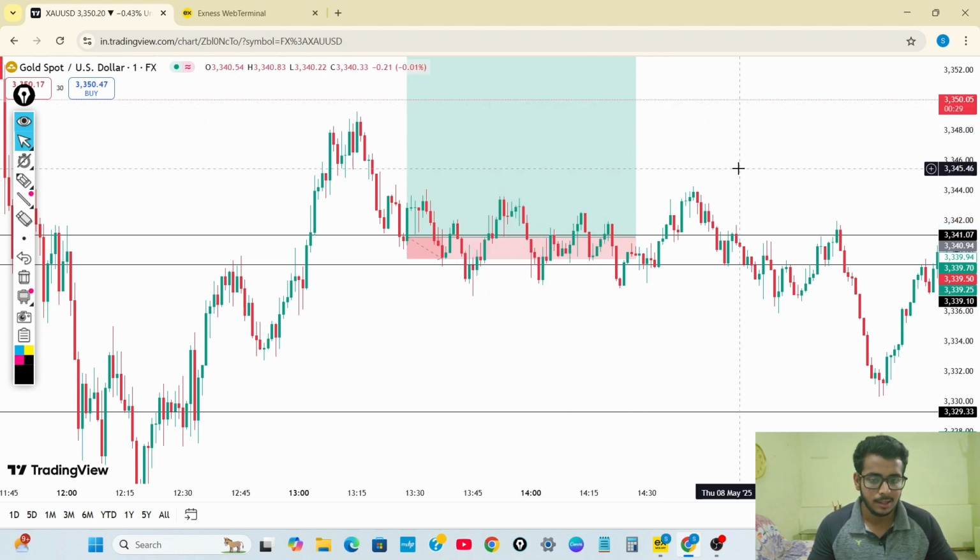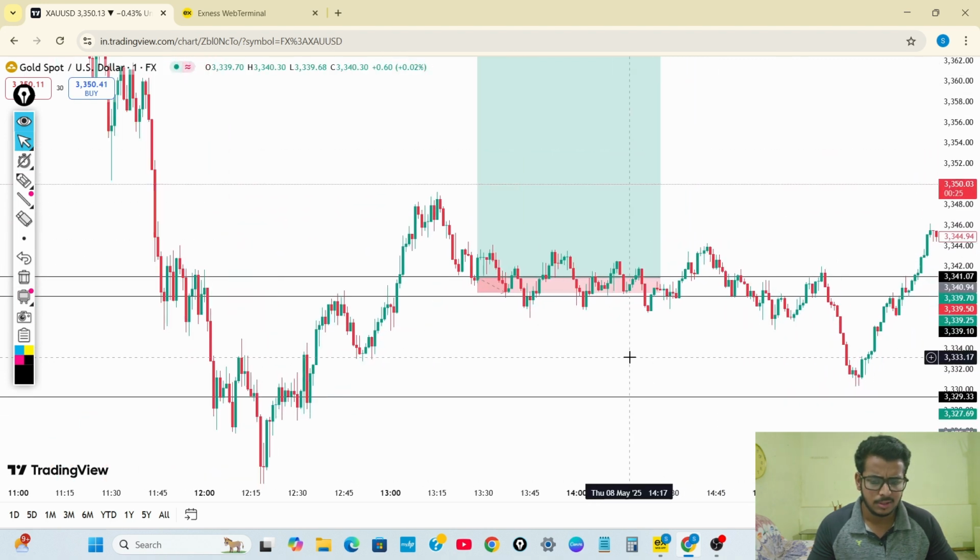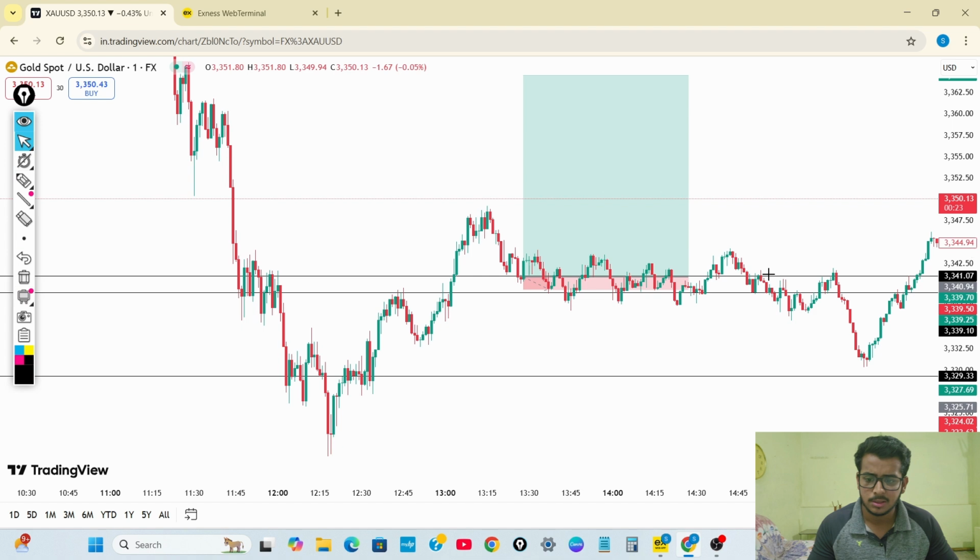But the catch here is, after I was analyzing and seeing the charts, what I noticed is, as you can see, that it's a lower high, lower low, lower high, lower low.